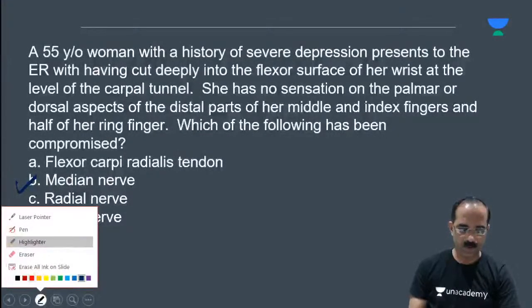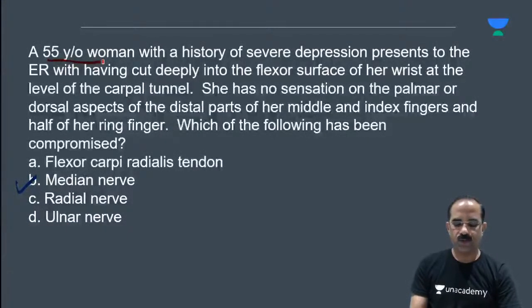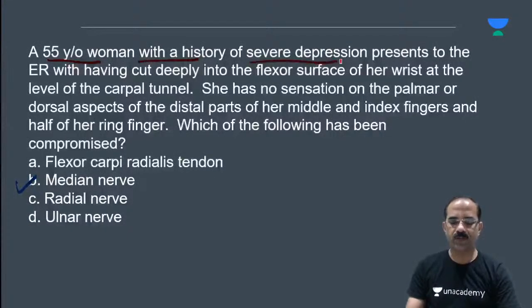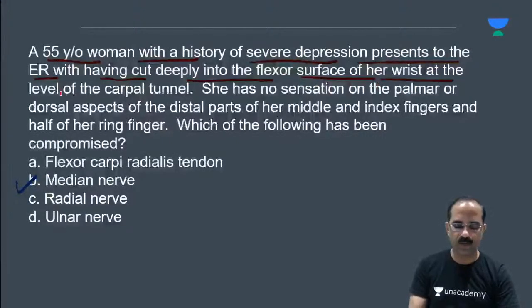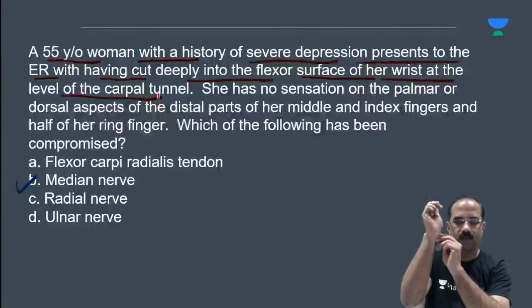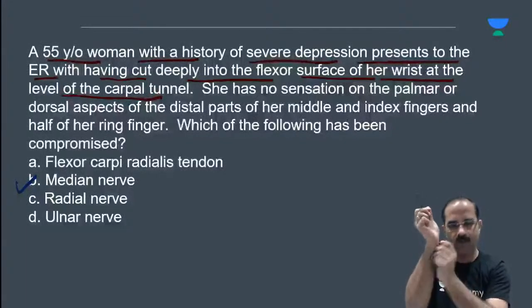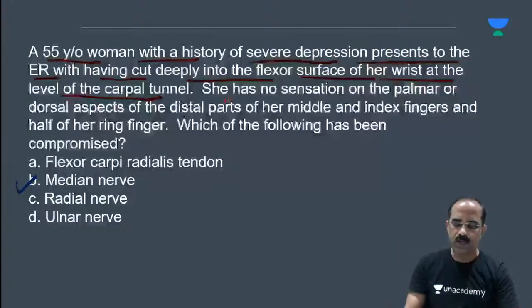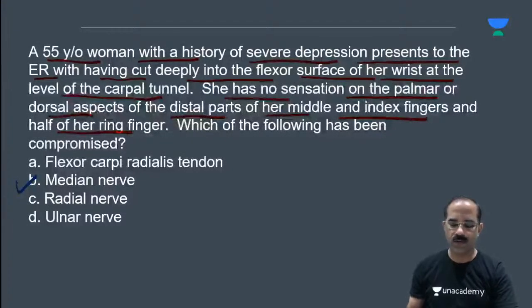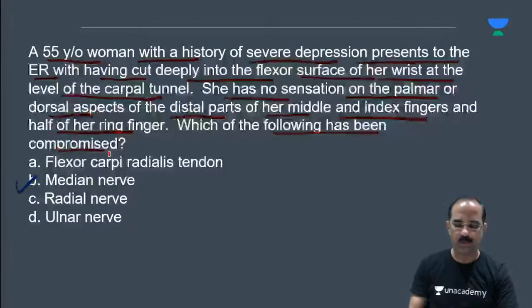Understand this MCQ. A 55 years old woman with a history of severe depression presents to the emergency having cut deeply into the flexor surface of her wrist at the level of carpal tunnel. So that means the person has cut here at the level of carpal tunnel, deep cut. She has no sensations on the palmar or the dorsal aspect of the distal phalanx of her middle and index fingers and half of her ring finger. So which of the following has been compromised? Yes, the answer is median nerve.